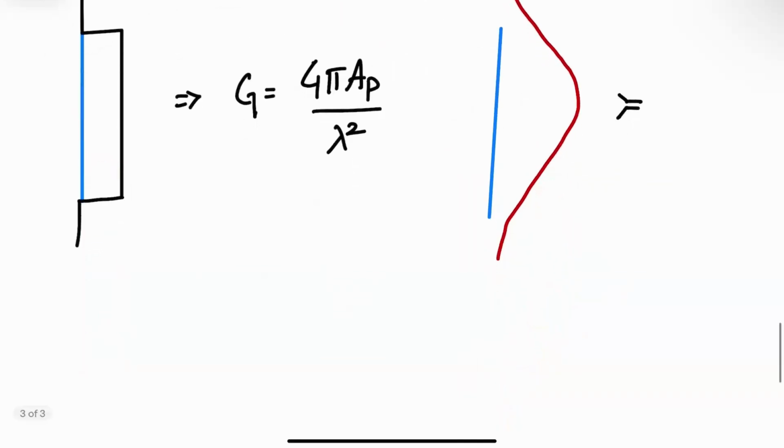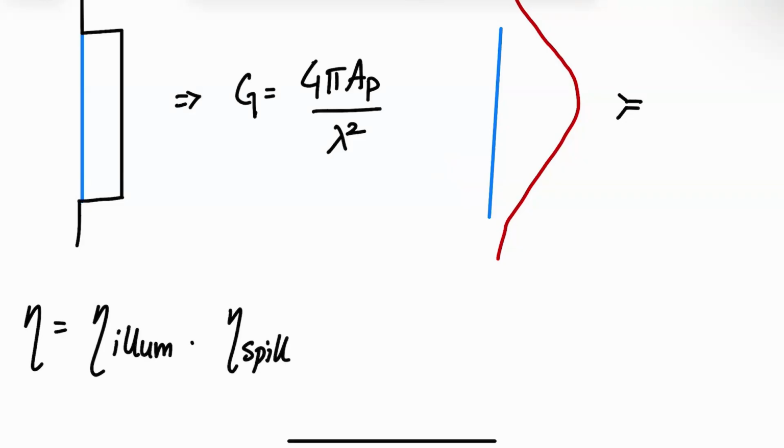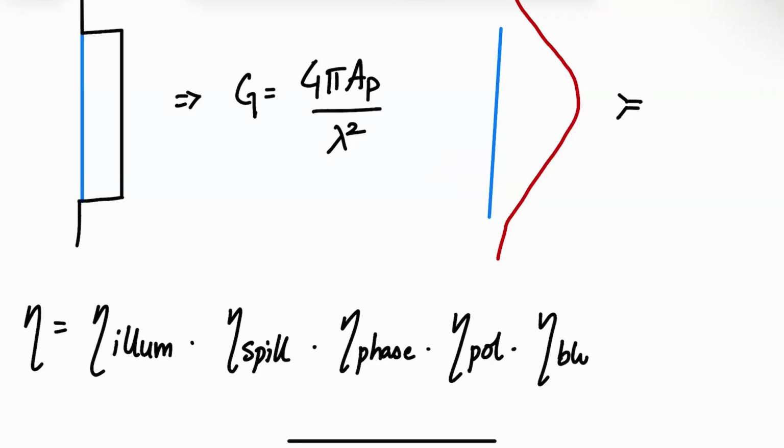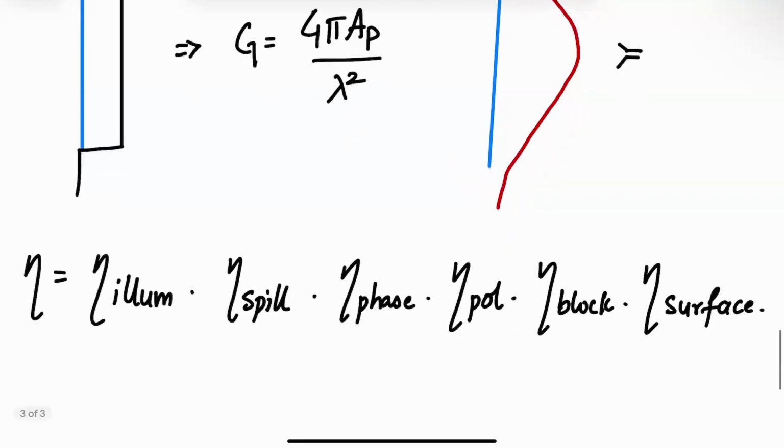Okay, so it has many components. So eta can be broken down in different ways, but the most common one is an illumination efficiency, a spillover efficiency, a phase efficiency, a polarization efficiency, a blocking efficiency, and a surface efficiency. So we'll see what these mean.